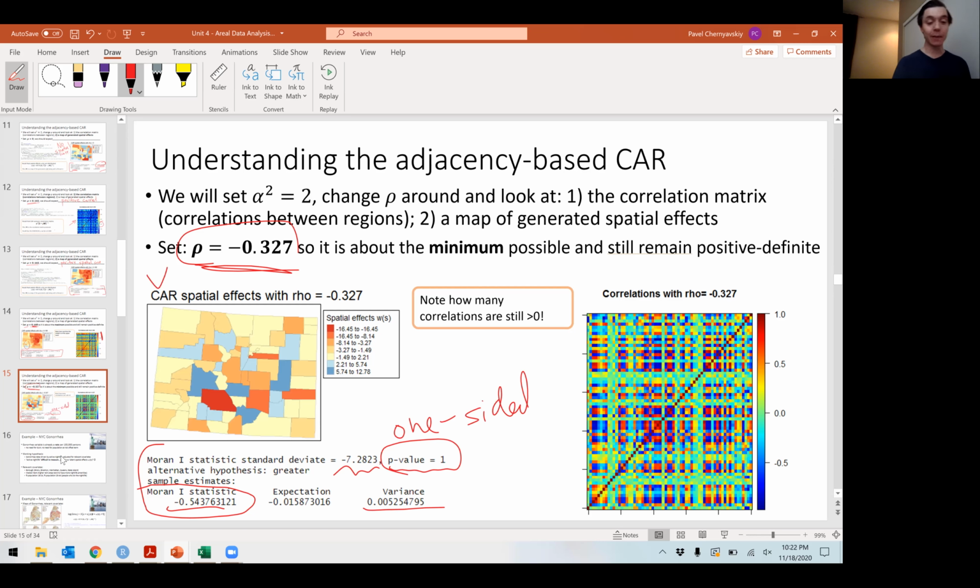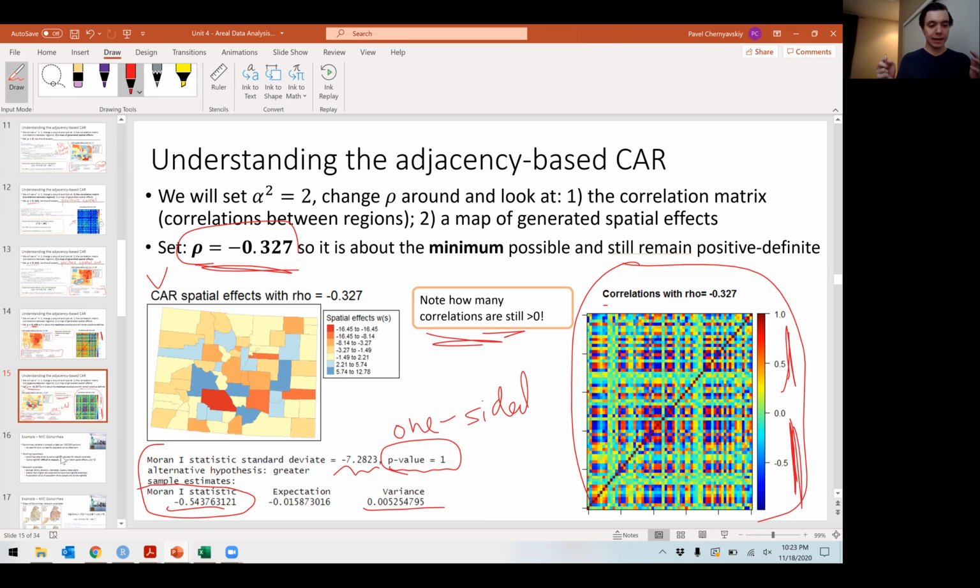This map is apparently evidence of strong negative spatial correlation. But we see that when we look at the variance covariance correlation matrix, that there's still a lot of correlations that are positive. Yeah, there are some that are negative. The blue colors are now negative, but the yellows and reds are still positive.